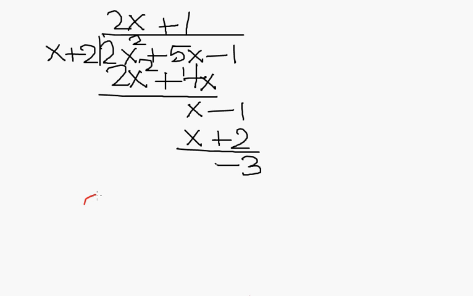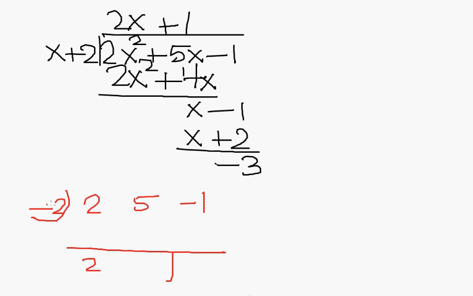With synthetic division, we'd have 2, 5, minus 1, and we're testing out negative 2. So 2 times negative 2 makes negative 4. 5 minus 4 is 1. 1 times negative 2 is negative 2. Negative 1 plus negative 2 is minus 3. So again, 2x plus 1 with a remainder of negative 3.